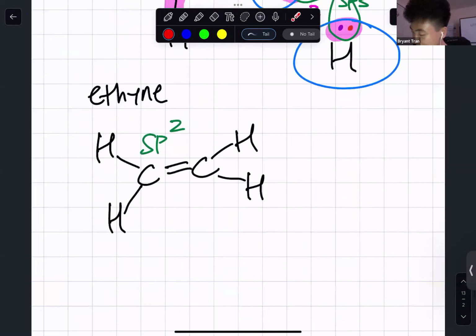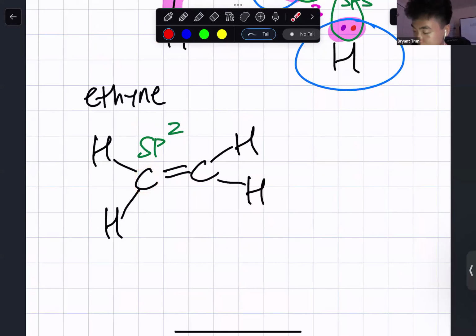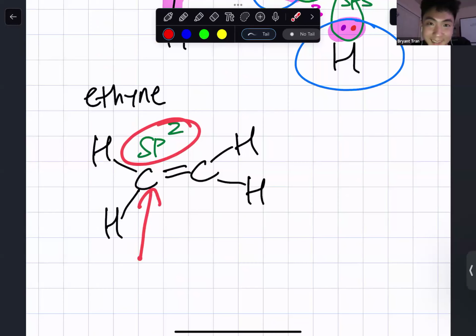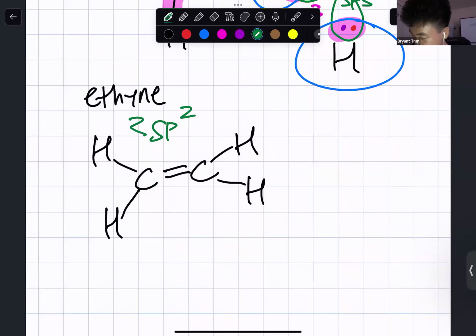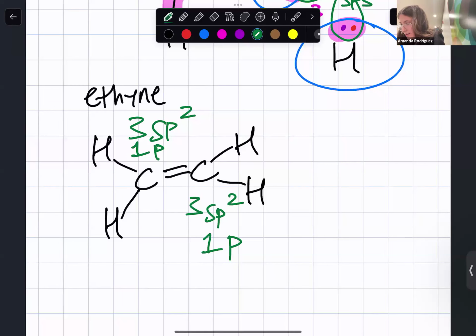Okay, so now this carbon here, since it's sp2, how many sp2 orbitals does this carbon have? This one right here. Three. Yes, three. How many unhybridized p orbitals? One. Yes. Same as for this carbon right here. That carbon is also sp2 hybridized, and there's three of them, and there's one p orbital. Does that make sense so far, Amanda? Yeah.